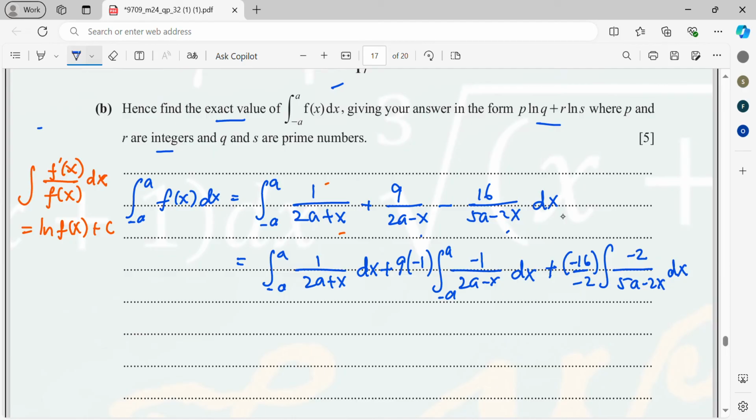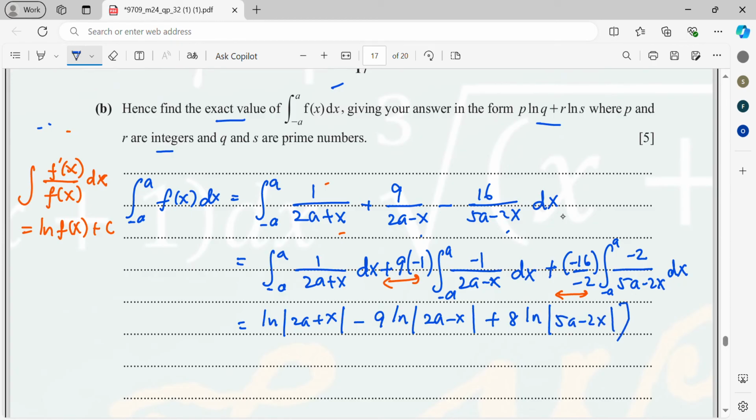So now this is going to be ln of 2a plus x. If you are sure that it is positive, then you don't need to write the modulus. Now, for the next one, this is minus 9. Then the last one, this is plus 8. So the rest of the integration just change to ln. So I will write minus 9 ln 2a minus x, then plus 8 ln 5a minus 2x, with limits minus a to a.